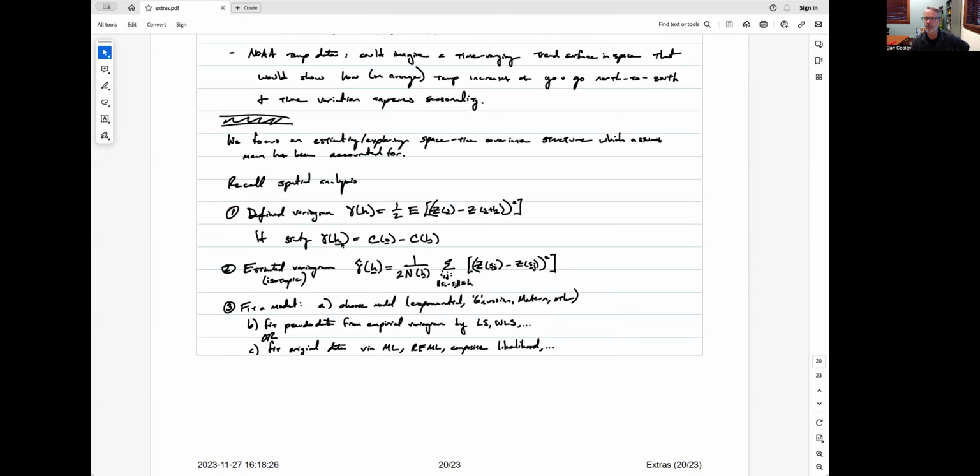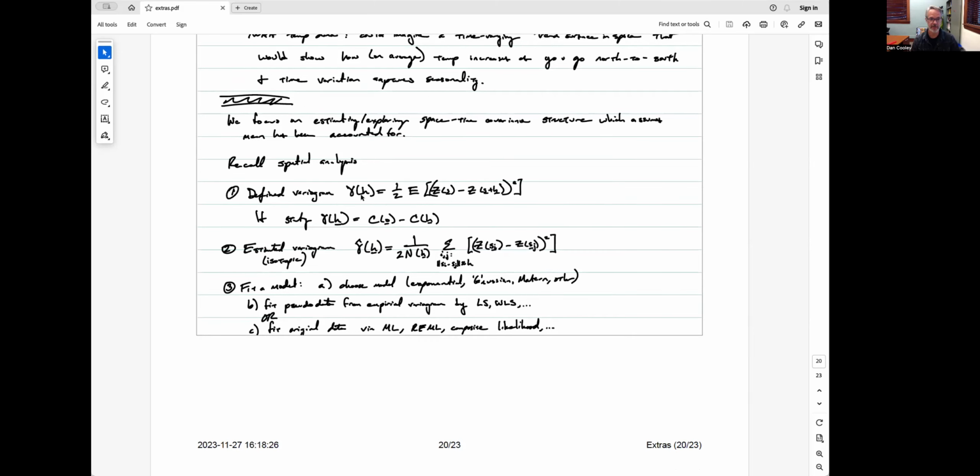If our process is stationary, which, if we've accounted for the mean behavior, hopefully we have data that we can assume is stationary, we know that there's a relationship between the variogram and the covariance function. The variogram at lag h is the covariance function at lag 0, otherwise known as the variance, minus the covariance at lag h.